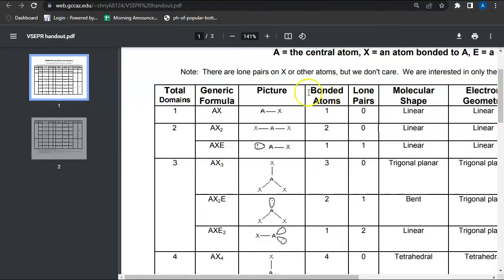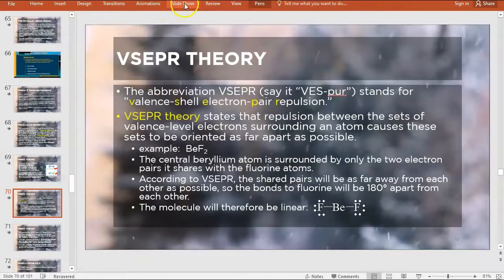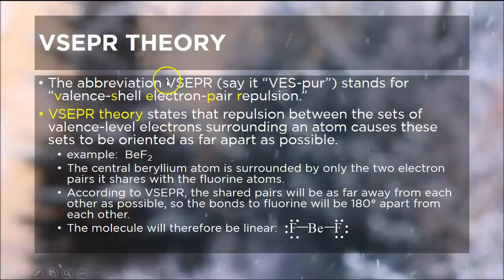So really what you're looking for is how many bonded atoms are around the central atom and how many lone pairs are around the central atom. Good with that? So we'll look at a couple more examples throughout the slideshow here.